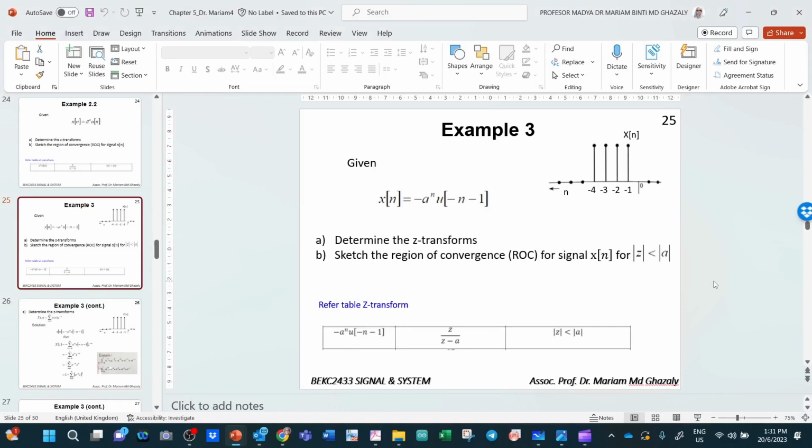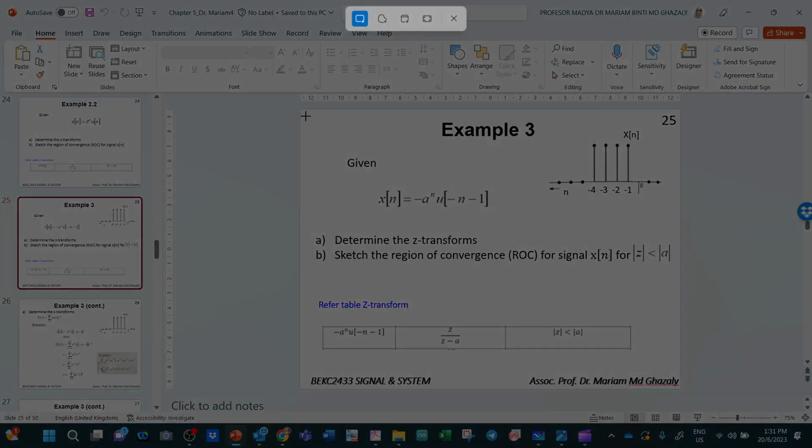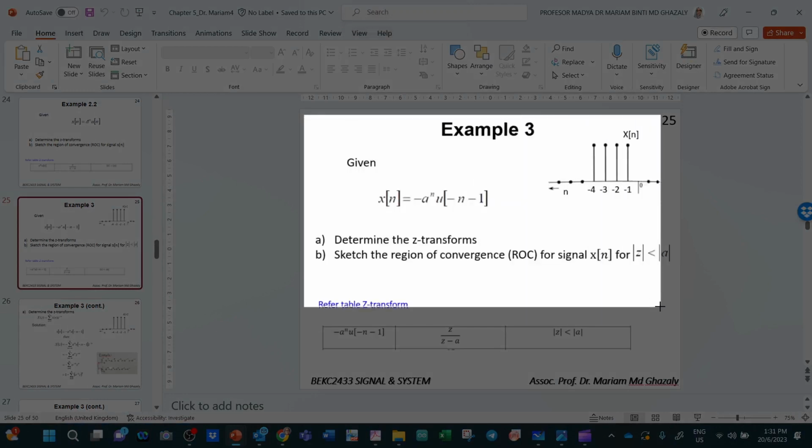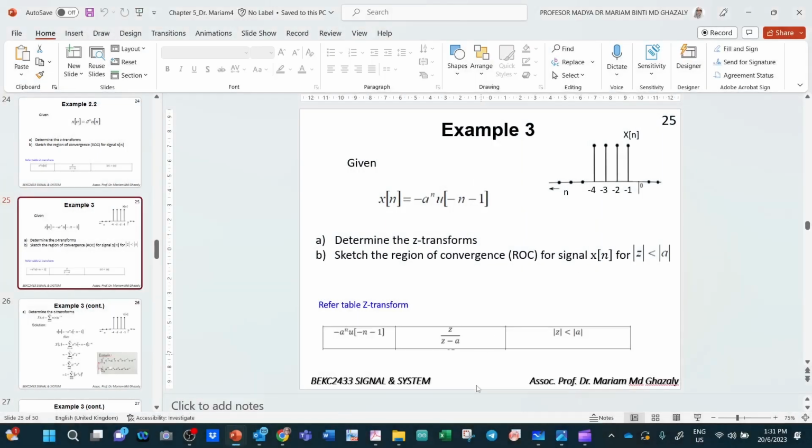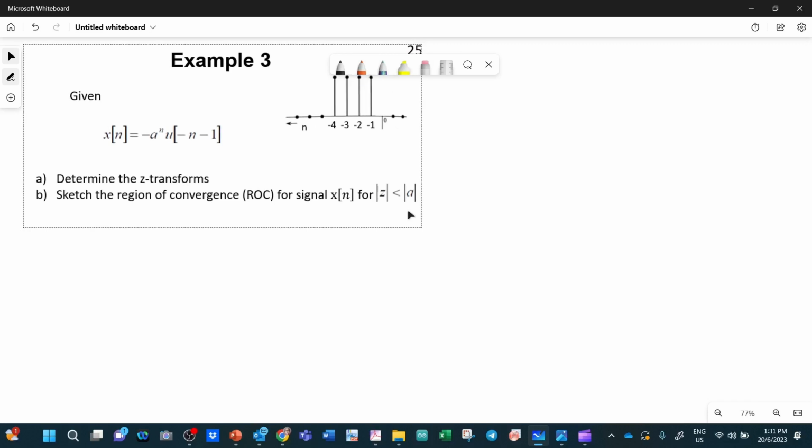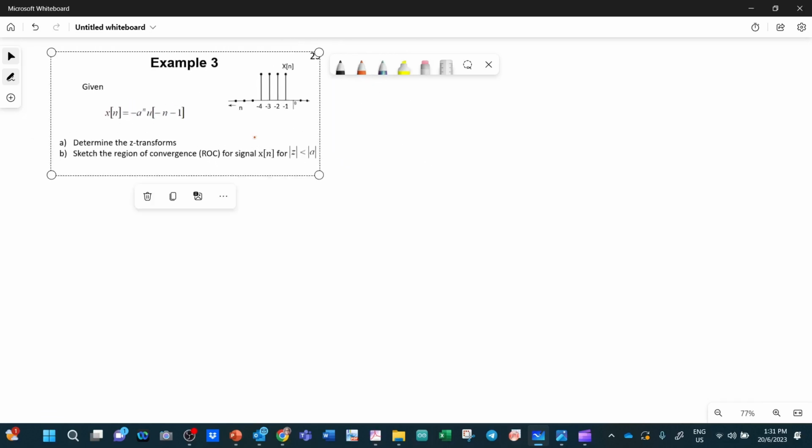Okay, let's look at another example, example 3 here. You are given the equation xn equivalent to minus e to the power of n, u in brackets minus n minus 1. Let's look at how we can draw out the signal for un. Then, by using the z transform equation, we will determine the z transform for xn.